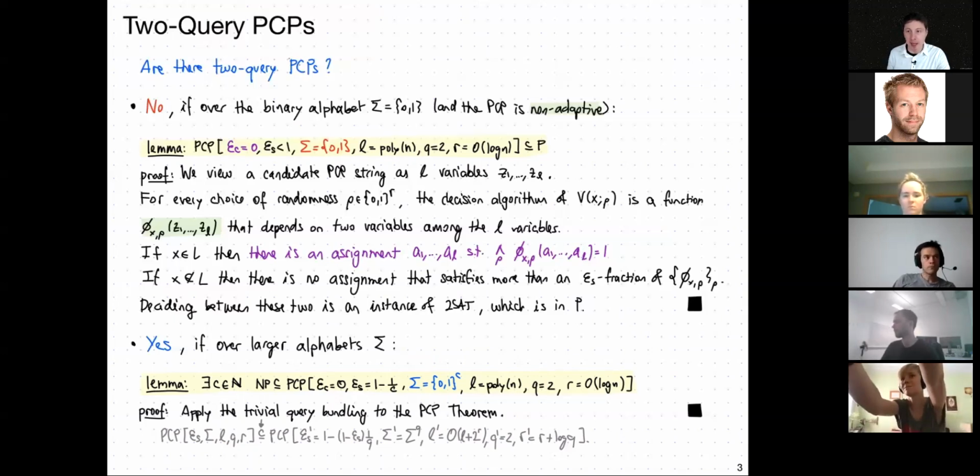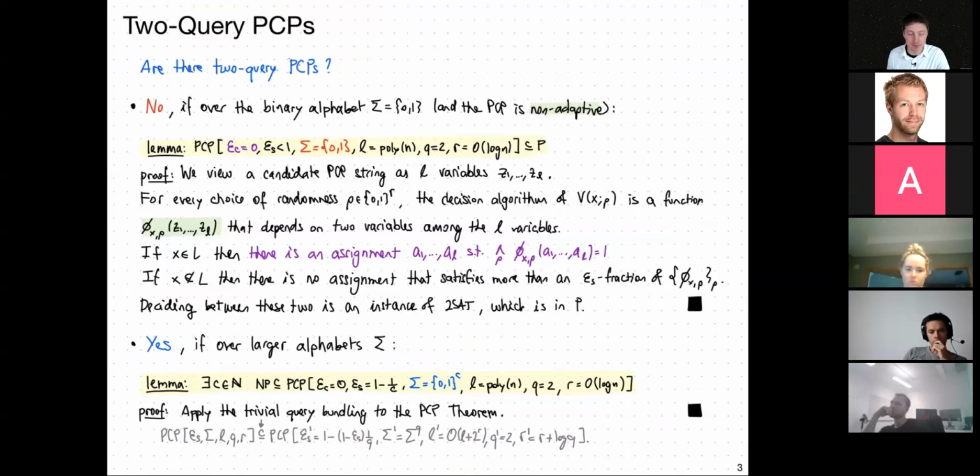All right. Any questions about either of these cases, the case of 2-query PCPs? I have a question. Yeah. So it seems that I don't see the difference with the adaptive case as well. Like it seems that the second query is defined by the first query and the randomness. No, like it reduces again to 2 SAT. You mean here? Yes.